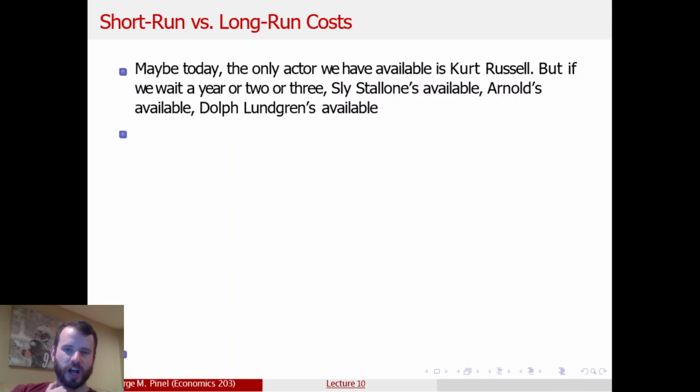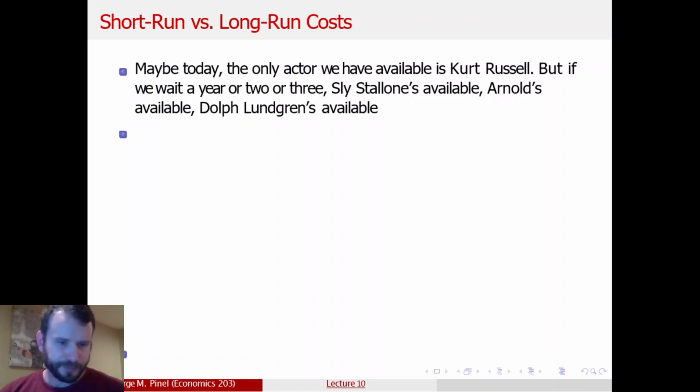3, and we have Kurt Russell and we know what his fixed cost is, but we can also sign Sylvester Stallone, or we can sign Arnold Schwarzenegger or Dolph Lundgren for that same role. And their fixed costs are going to be different than Kurt Russell's. The salary you pay Kurt Russell for the movies are going to be different than the salary you pay Arnold, and that's going to be different than the salary you pay for Sylvester Stallone, and different for Dolph Lundgren.